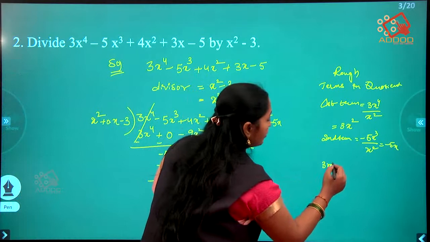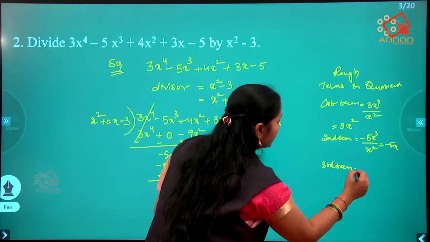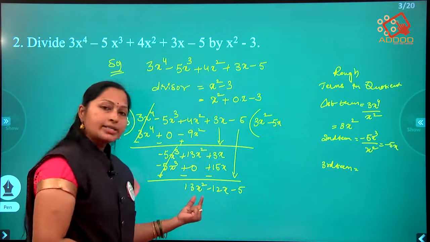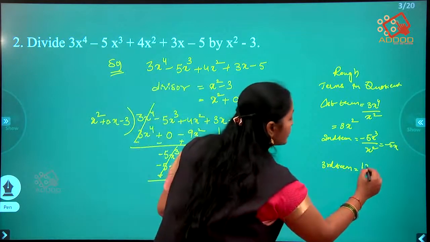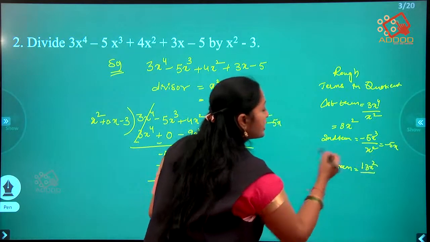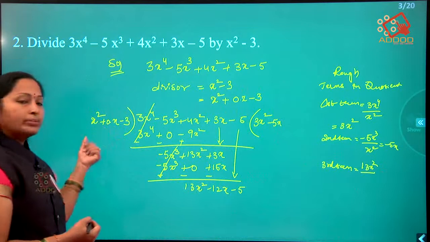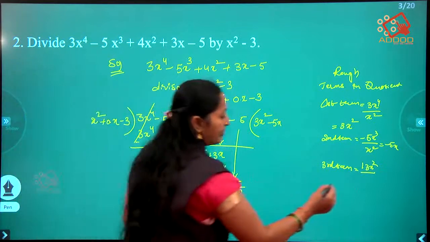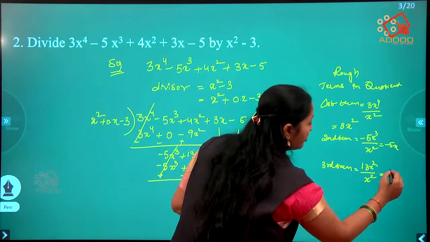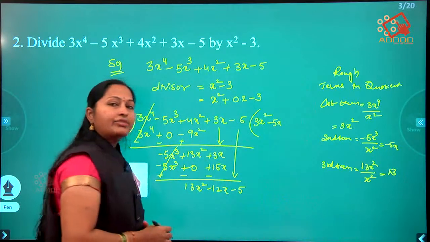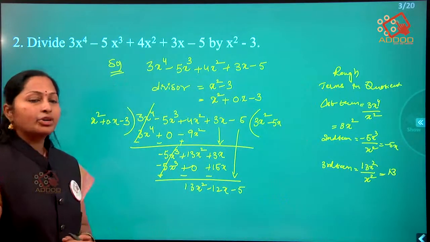Now we want the third term in the quotient. Go to the rough column and find the third term. Here also, take the highest power term, 13x square, and divide it by the highest power term in the divisor, which is x square. So x square will be cancelled, and 13 will be left. This 13 is the third term in the quotient.